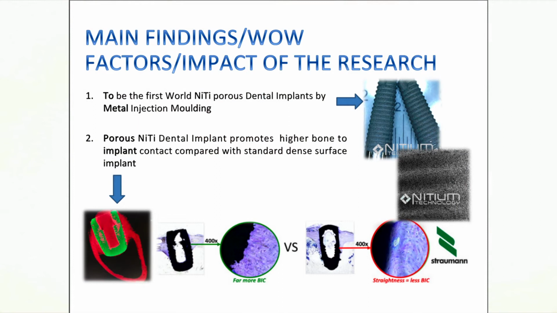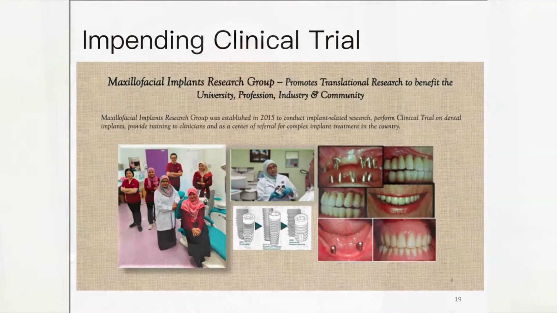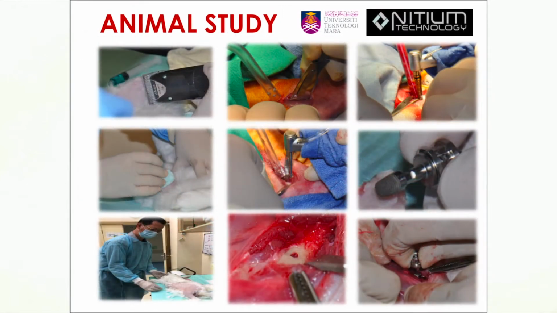The second good thing about our porous implant is that since it stabilizes faster, it encourages more bone to grow into the porosity. There is higher bone-to-implant contact. This higher bone-to-implant contact will enable us to put these implants in areas of the mouth where the bone is of poor quality and poor quantity as well. So not much bone, and the bone is porous or not strong.